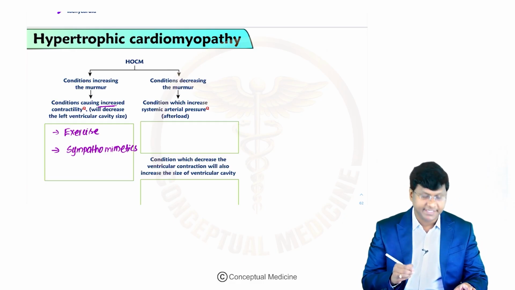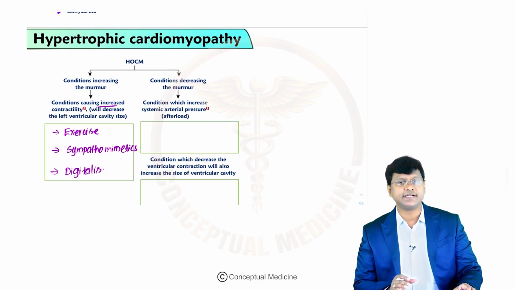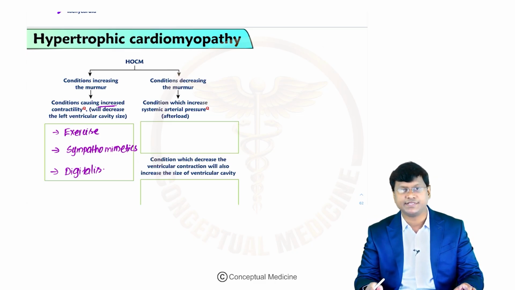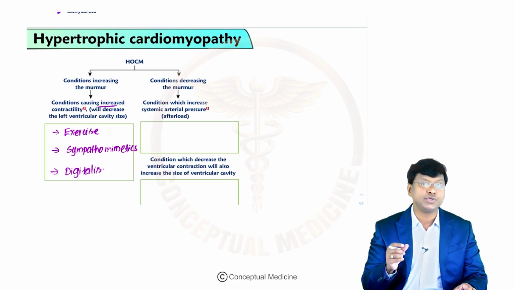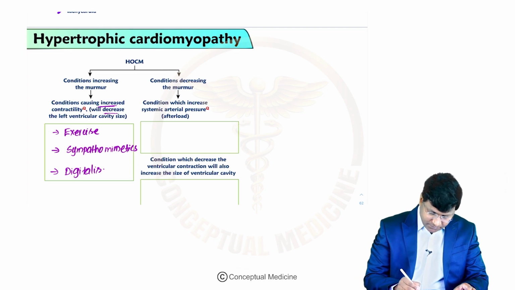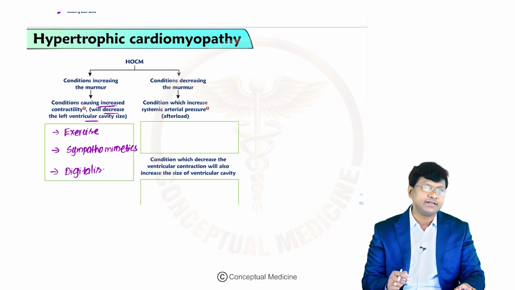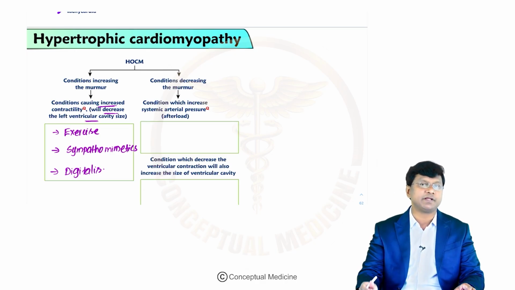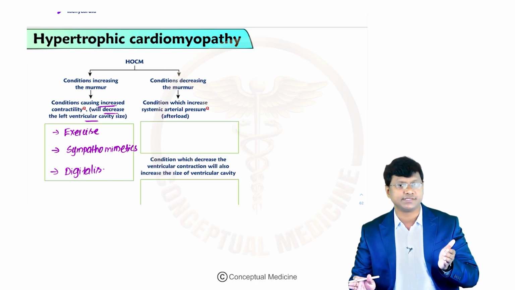Right, sympathomimetic amines. Next, digitalis. So, in all these conditions, what will happen to your myocardial contractility? The contractility is increased. When contractility is increased, what will happen to your LV cavity? There will be decrease in the left ventricular cavity size. So once there is decrease in LV cavity size, what will happen to the intensity of the murmur? The intensity of the murmur increases. Okay. So that is about the clinical conditions where the murmur increases.